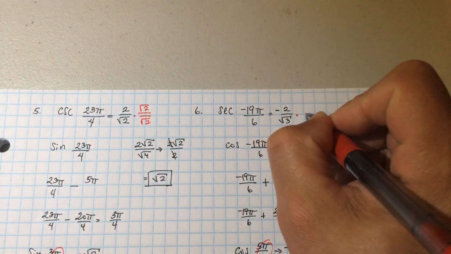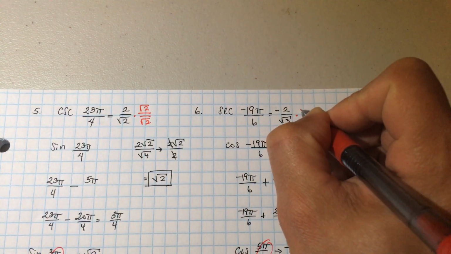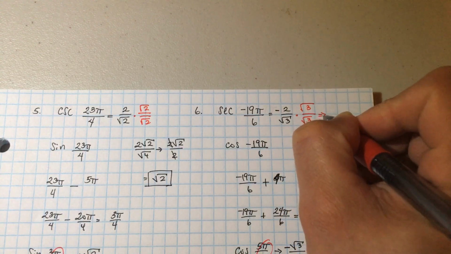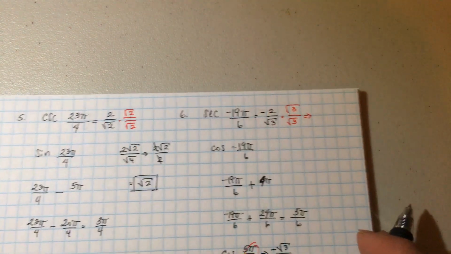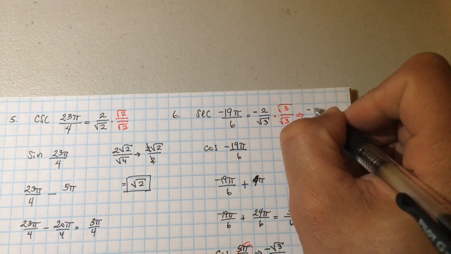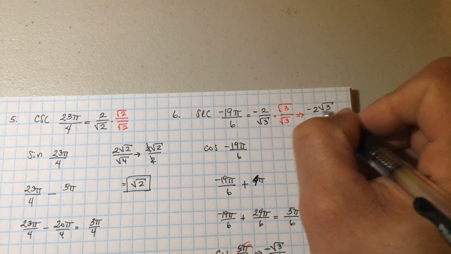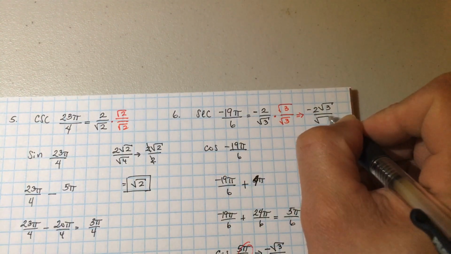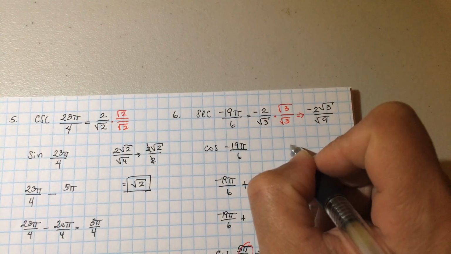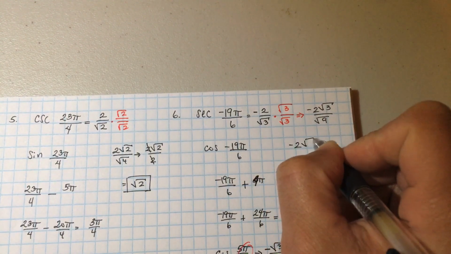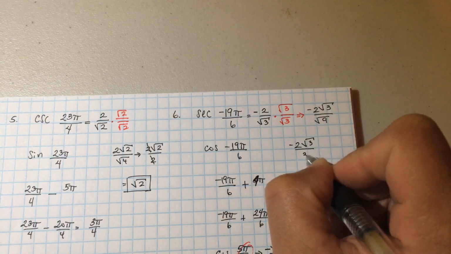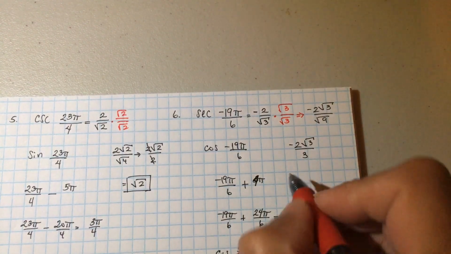So multiply by radical 3. Multiply by radical 3. And then you get negative 2 times radical 3 is negative 2 radical 3. Square root of 3 times square root of 3 is square root of 9. So we finalize it: negative 2 radical 3, the square root of 9 is 3. And that's your final answer, guys, right here.